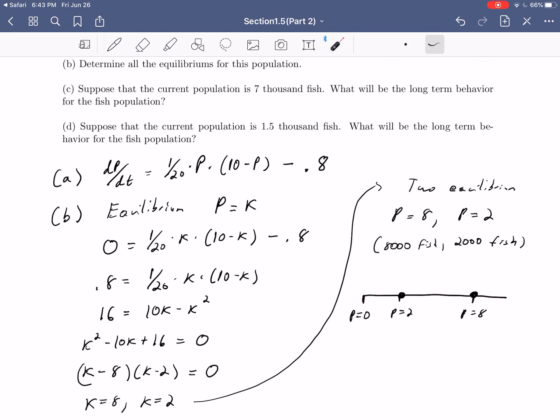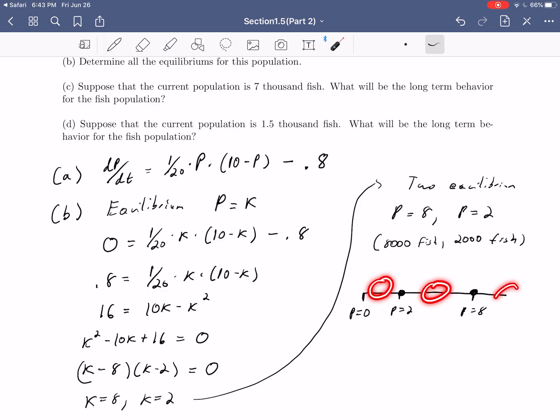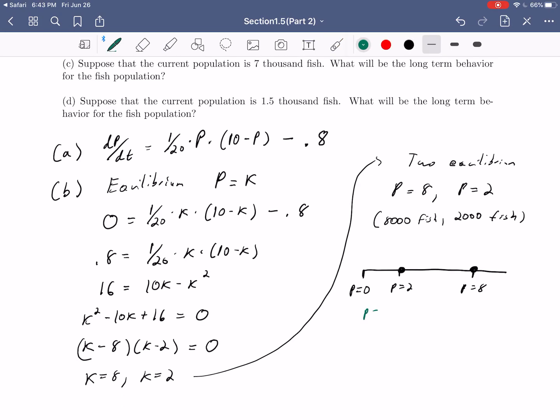How can we do that? Well, we can think about choosing a typical value in here and plugging it in. So let's say we take as a test something like P equals 1, which would be over here. If we plug P equals 1 in here, we'd get 1 times 9, so it'd be 9 over 20. 9 over 20 is 0.45, minus 0.8. That's going to be negative. We're going to get a negative slope. So in other words, in this entire section, the population is going to be decreasing.